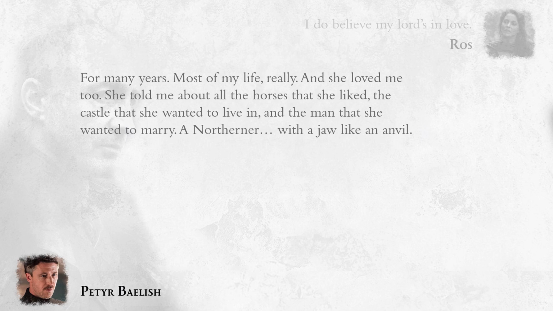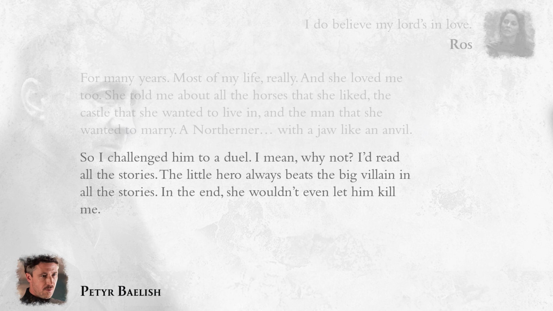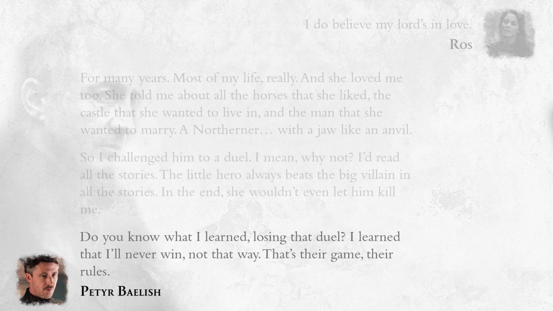And then there's a northerner who gets in his way, and he challenges him to a duel. And the duel at the time ended with one of the competitors being dead. So this northerner got into the way of Littlefinger's ambitions, and he was fine with killing him for that. It tells you a lot about the present Littlefinger. And then he says, "Do you know what I learned losing that duel? I learned that I'll never win, not that way. That's their game, their rules."